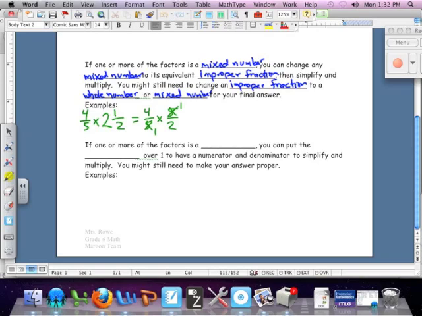4 and 2. 4 and 2 can each be divided by what? 2. So this will become a 2, this will become a 1. Now when I multiply, and every single thing in the denominators are 1s, then I know my answer is going to be a whole number.